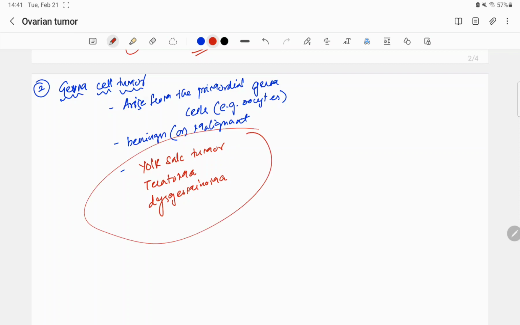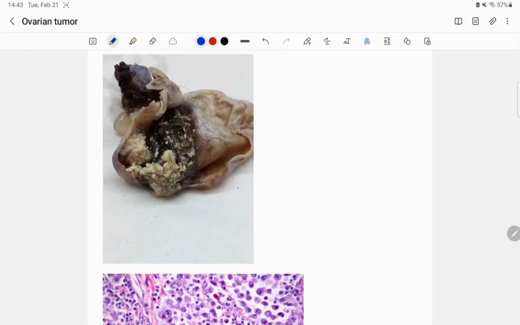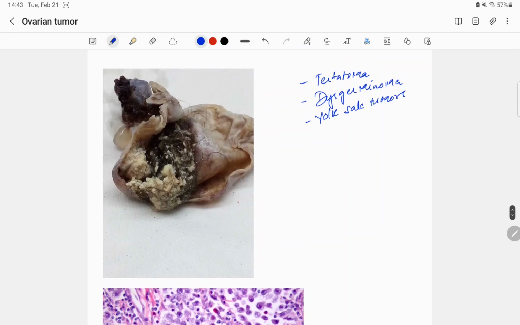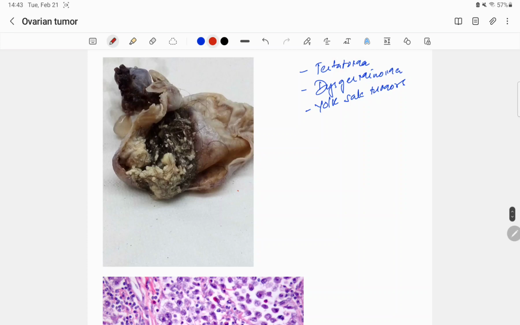So now we'll just have a brief study about the subtypes. So as I told you, the germ cell tumors have three subtypes. Number one is teratomas. The second one is dysgerminoma, and finally you have yolk sac tumors, right? So these are the classical pictures of all these subtypes of tumors.